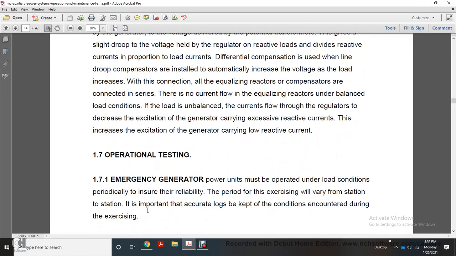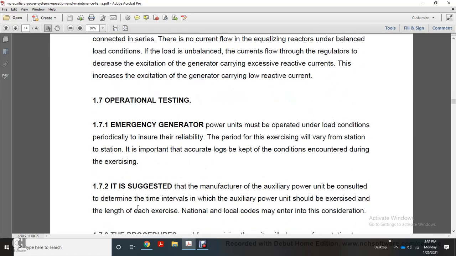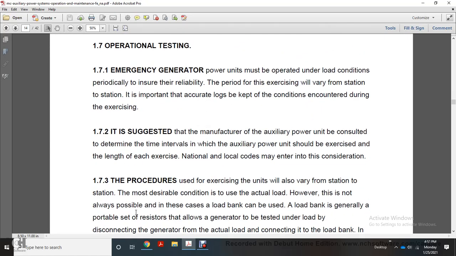17. Operational tests. 171. Emergency generator power units must be operated under load conditions periodically to ensure their reliability. The period of exercising varies from station to station. It is important that accurate logs be kept on the condition and counter during these exercises. 172. It is suggested that the manufacturer's recommendations for auxiliary power be consulted to determine the time interval at which the auxiliary power should be exercised and the length of each exercise. National and local codes may also enter into consideration.